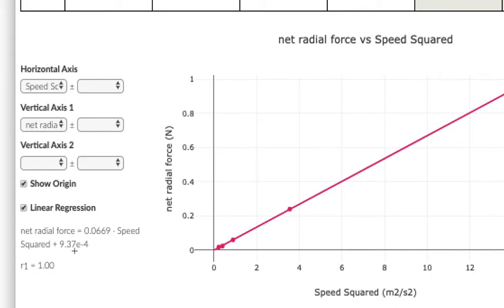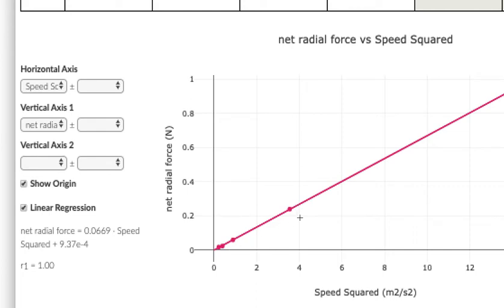Now we do have a y-intercept down here that says 9.37 e negative 4. We've talked about this before, especially with y-intercepts in LoggerPro. And if it ends in E negative, you can assume that it's 0. But what does that really mean? It's 9.37 times 10 to the negative 4th power, which means we'd have to take that decimal point where it is and move it 4 times to the left, which would make that y-intercept 0.000937 newtons.